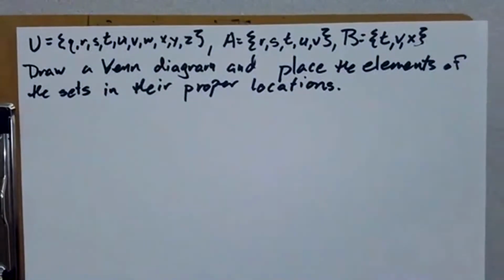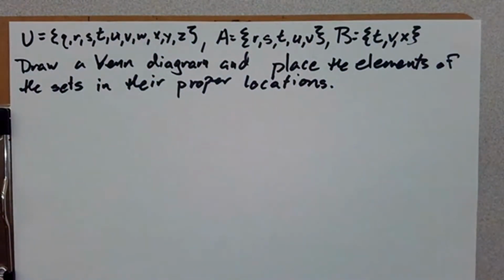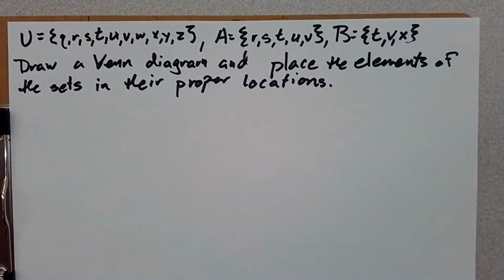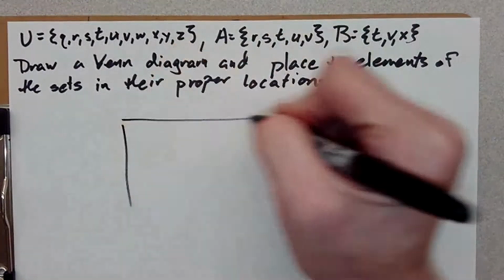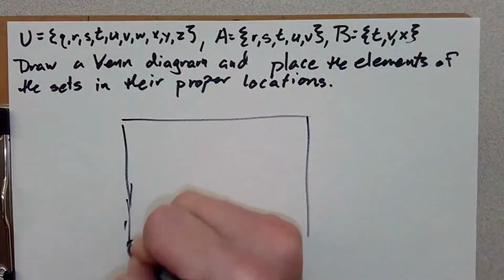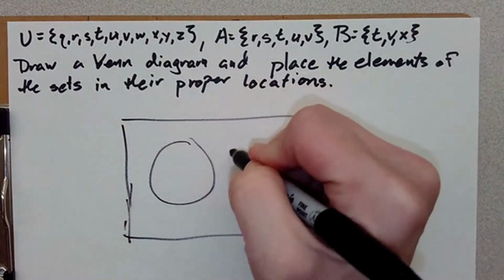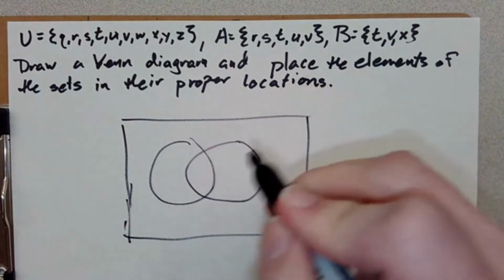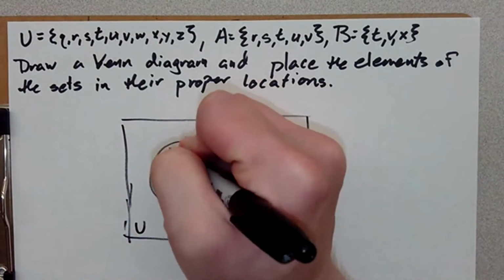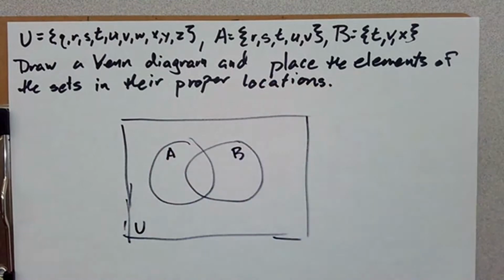Next up, we are given 3 sets, the universal set, A and B, and we're supposed to draw a Venn diagram and place the elements of the sets in their proper locations. Draw a nice big set so that we can do this properly and see what we're doing. So here's the universal set, here's A, and here's B.